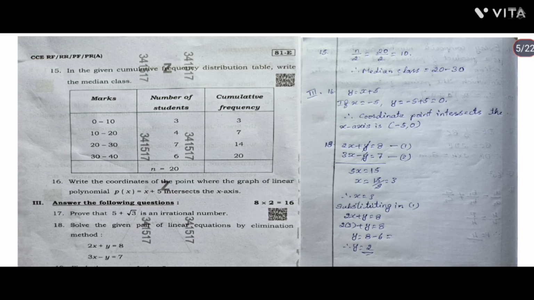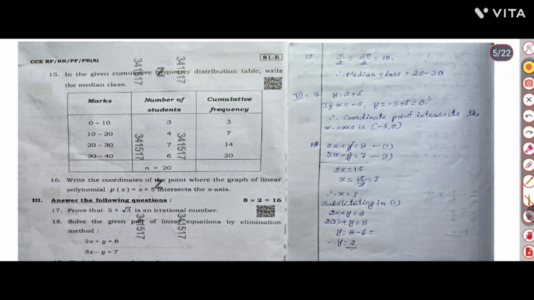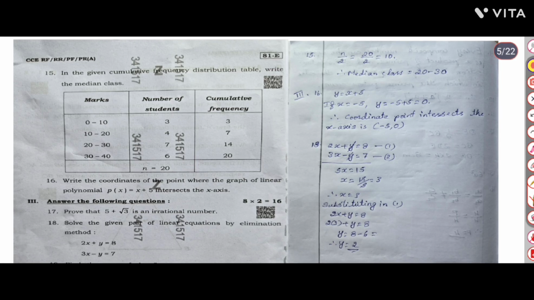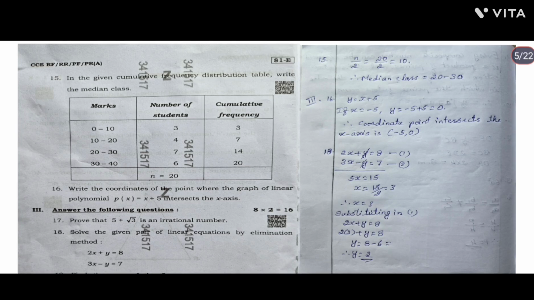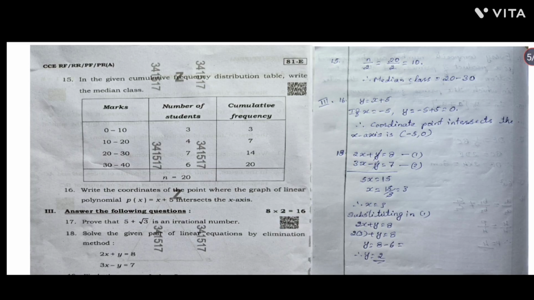About 10, it is for cumulative frequency 14. So 14, class interval is 20 to 30. So 20 to 30 is the median class. 16th one, if x is minus 5, y will be 0, then it intersects the x-axis. 17th one, everyone knows. Okay, next 18th one, linear equation sum.